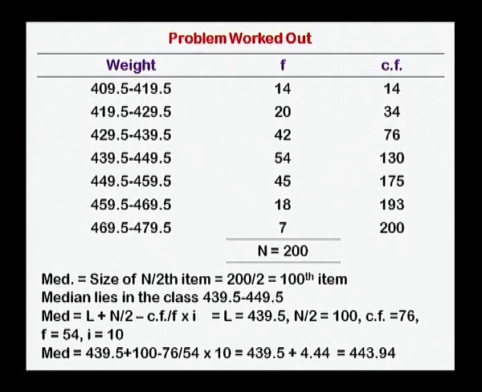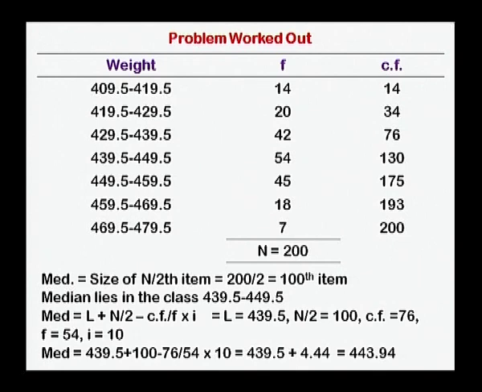Frequency as given in the problems has been arranged, and we have calculated cumulative frequency, and that is required for calculating the value of the median. Now, 14 is the cumulative frequency of the 409.5 to 419.5 class interval. After that, we started aggregating the frequency so as to find out the cumulative frequency. So, n as given in this problem is 200. Now, we apply the formula so as to find out the value of the median.